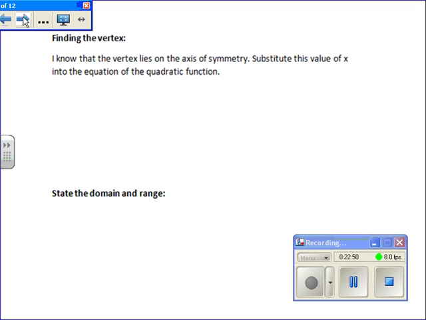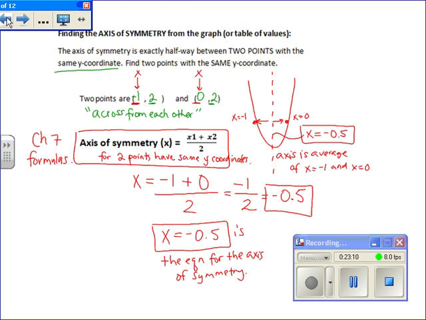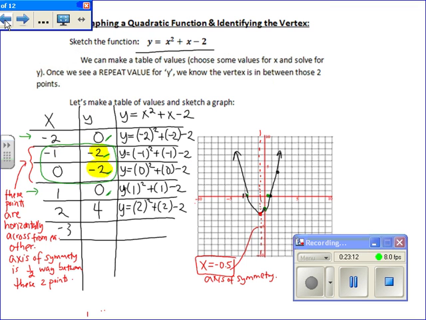So to find the vertex, once we know the axis of symmetry, in this particular example, it's x is equal to negative 0.5. That's the x-coordinate for that vertex. So I'm going to substitute the value of x into the equation for the quadratic function. So I can have a look at my equation that I graphed originally, which was y is equal to x squared plus x minus 2.